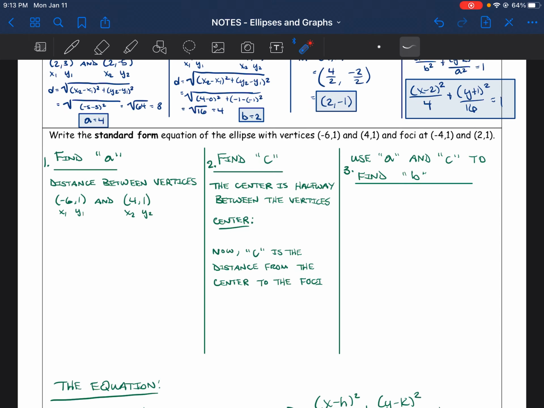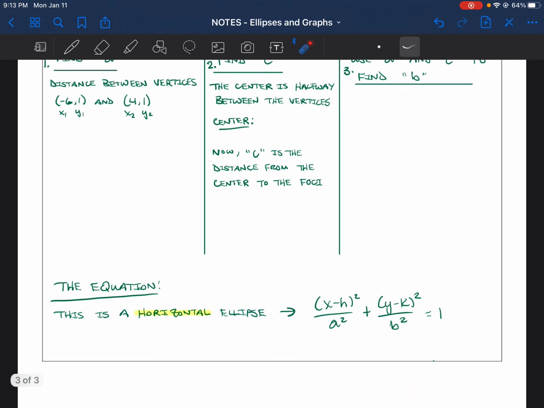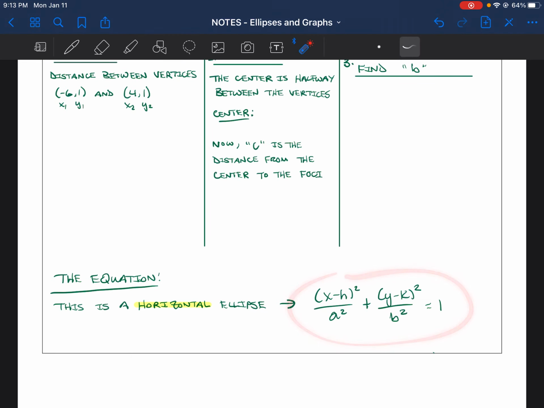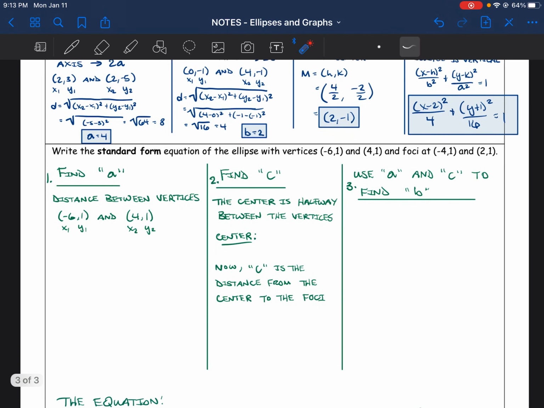So if we look at negative 6, 1, which would be like something over here, and then positive 4, 1, which would be like something over there, we can see that this is going to be a horizontal ellipse because the major axis is running horizontally. So I went ahead and made note of that down here. This is a horizontal ellipse. That means when we get ready to write our equation, I already know which equation to use, okay?